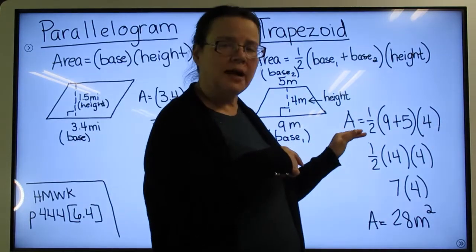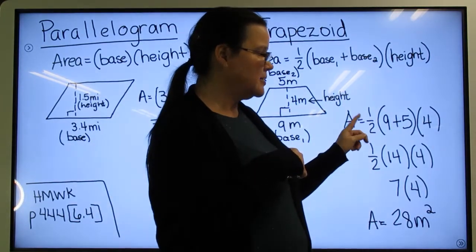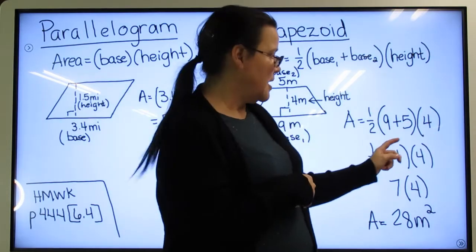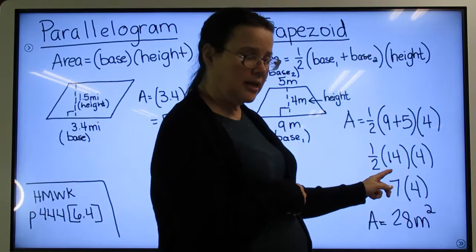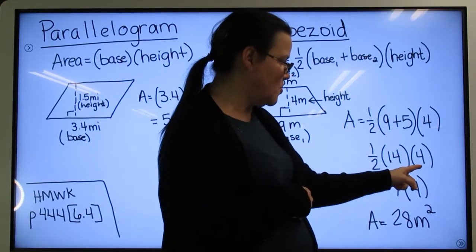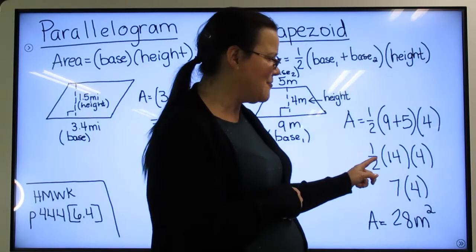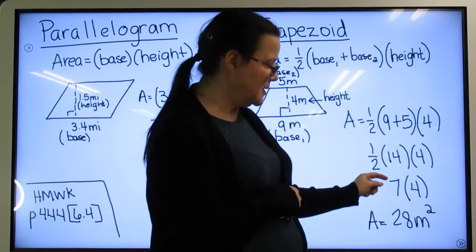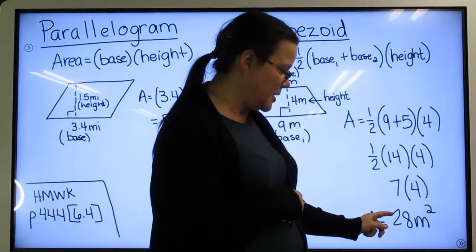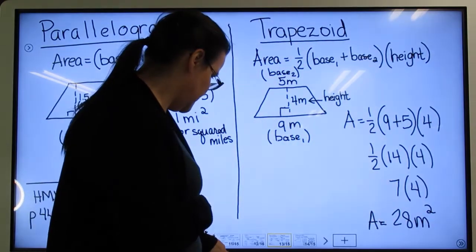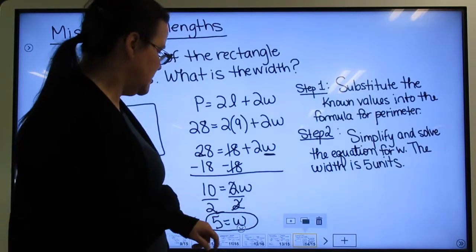So I'm setting up my formula to be half times 9 plus 5 times 4. And 9 plus 5 is 14. 14 times 4 times the half. I did half of 14 is 7. And then 7 times 4 is 28 meters squared. Next one.